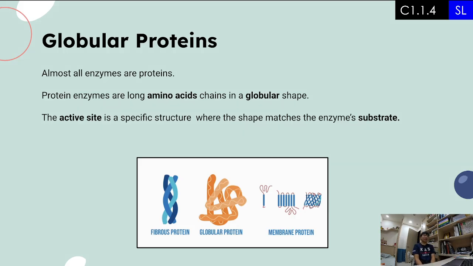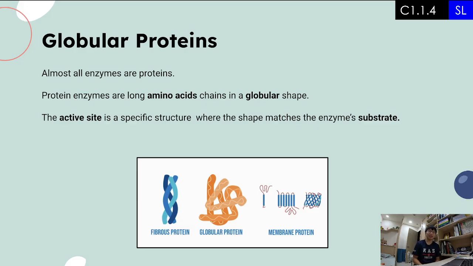Globular proteins. Almost all enzymes are made of proteins, and enzymes are long chains of amino acids. Remember, an amino acid is the monomer for protein, and it's in a globular shape. A globular shape here is a 3D structure, and it's very specific.